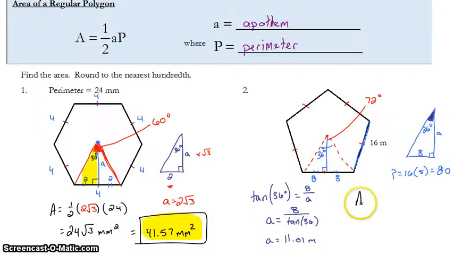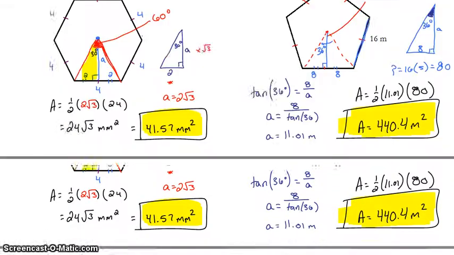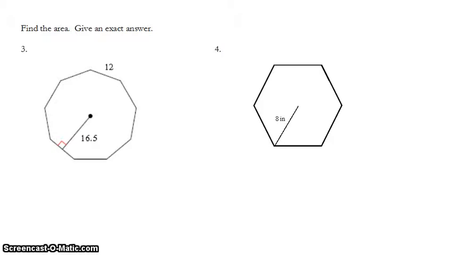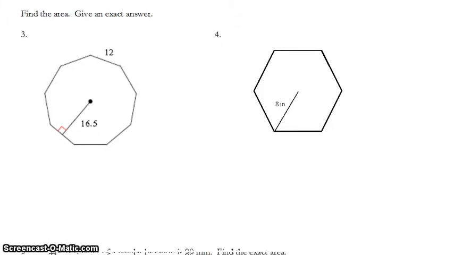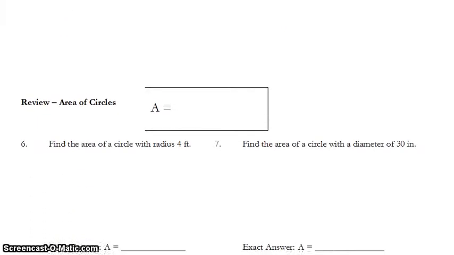I now know the two pieces of information I need to calculate my area of this pentagon. Plug everything in, put my calculator in the correct mode, 440.4 meters squared. In class, we will talk about more examples, and especially we'll look at these examples 3 and 4. Go ahead and rewatch that video if you are struggling. We will also look at number 5 in class.